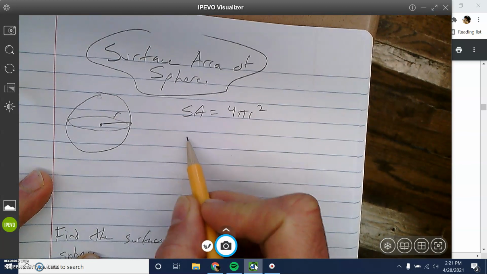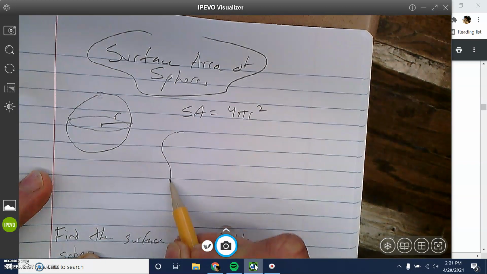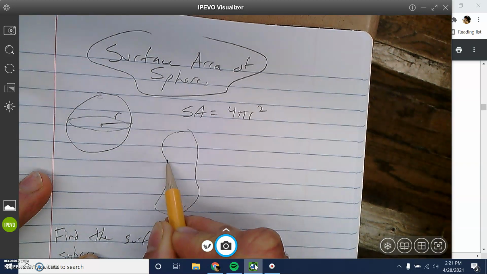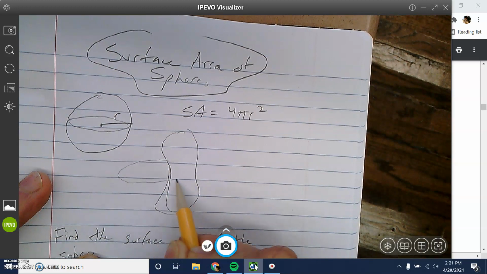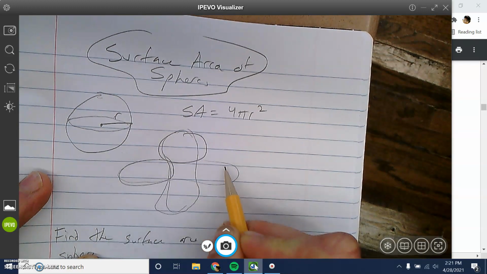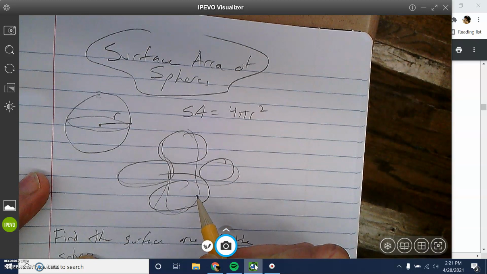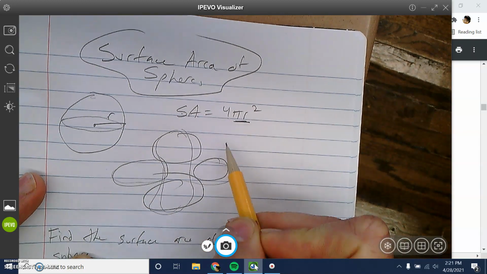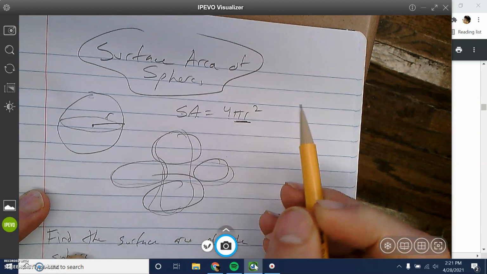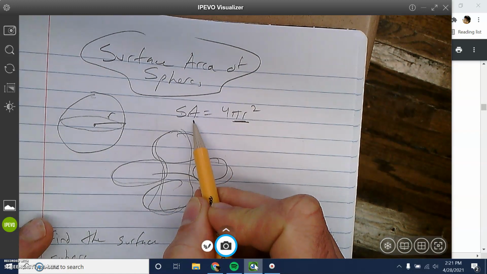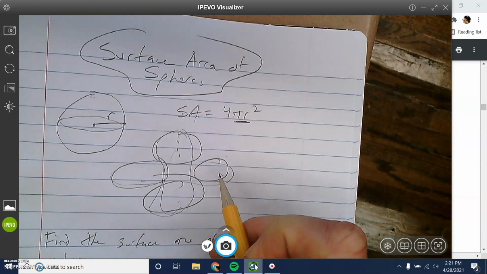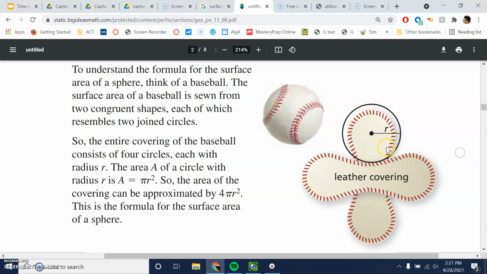So you take the baseball covering off, it kind of looks like this. And like this. We got 1, 2, 3, 4 circles approximately, right? So the surface area is 4 pi r squared, so just 4 circles like that. Whenever I think of surface area of a sphere, I think about the baseball covering coming off, putting it in a cross like that. The picture's not very good, but this picture's better, right? 1, 2, 3, 4 circles.